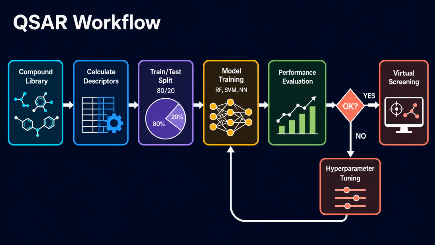The QSAR workflow has several key steps. First, prepare your compound library with SMILES and activity data. Second, calculate molecular descriptors. Third, split data into training and test sets. Fourth, train your model using random forest, SVM, or neural networks. Fifth, evaluate performance. Iterate with hyperparameter tuning until performance is acceptable.